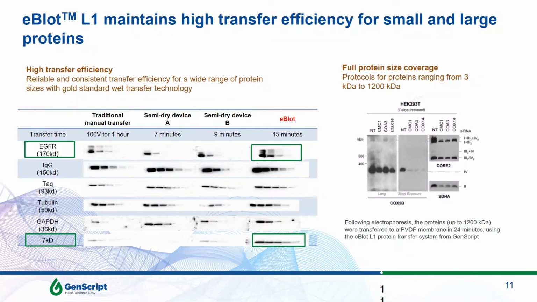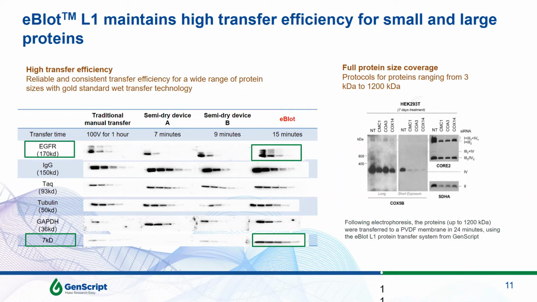In addition to its unique design and convenience, eBlot also maintains high transfer efficiency for all size proteins. Comparing to the traditional wet transfer and semi-dry instruments, eBlot has a higher transfer efficiency for both small proteins on the bottom row here and larger proteins on the top row here.